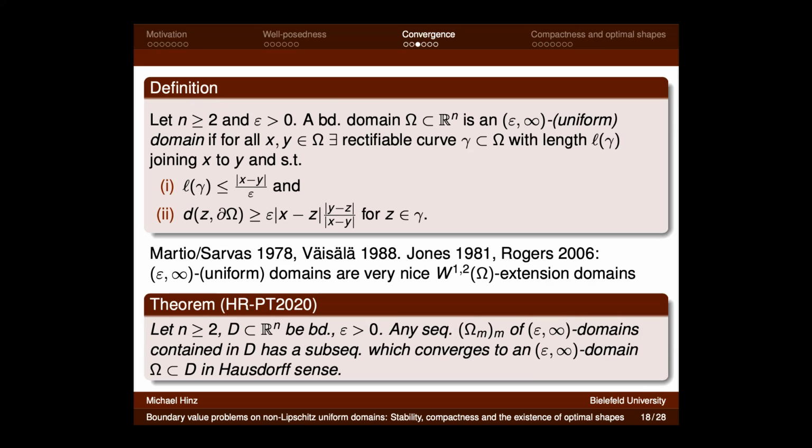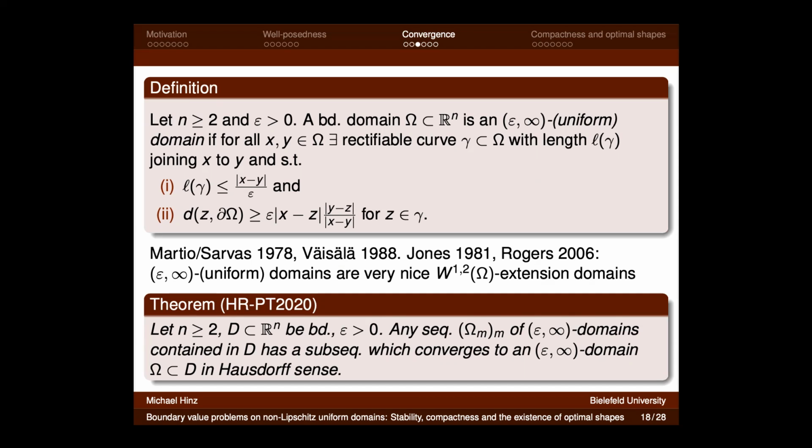I will not read these conditions. It's just that you can put a banana or cigar, which is parameterized, and it's still going to be in that domain. And it's very well known from these works here that epsilon-infinity domains are very, very nice W^{1,2} extension domains, in the sense that extension operators will have a norm depending only on n, maybe your Sobolev space p and k, and epsilon, and that's it. They will not depend on anything else.